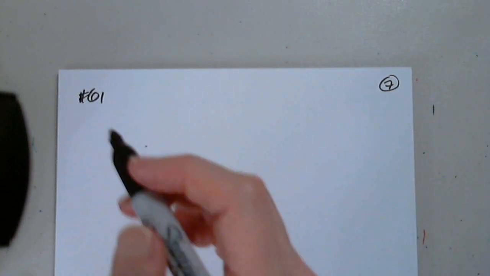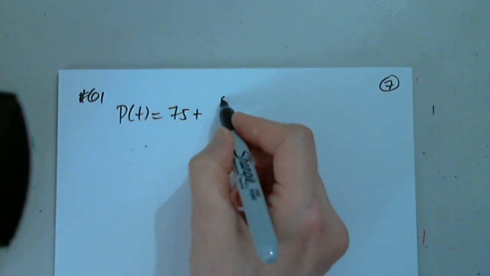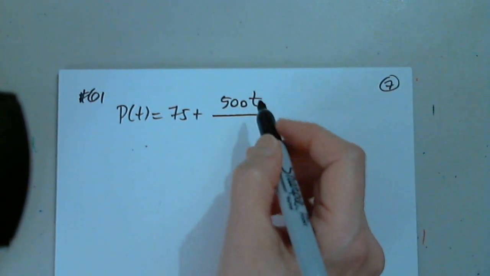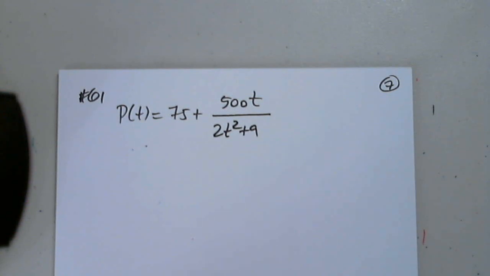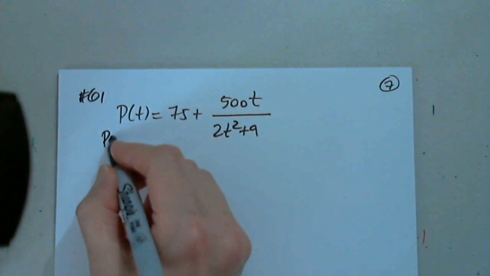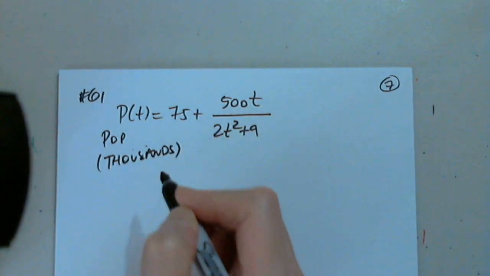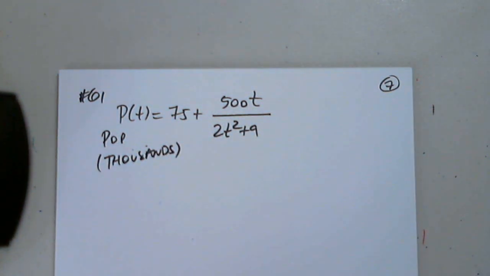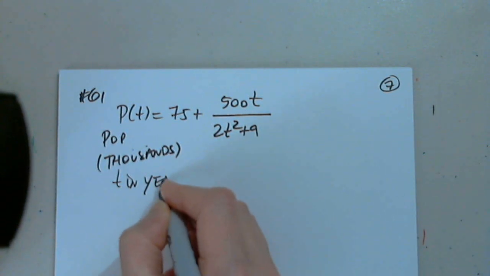So 61. Okay, so we are given P of t. Let's copy it. 75 plus 500t over 2t squared plus 9. The population P in thousands. I'm taking notes. Population in thousands is given by this. Time is in years.